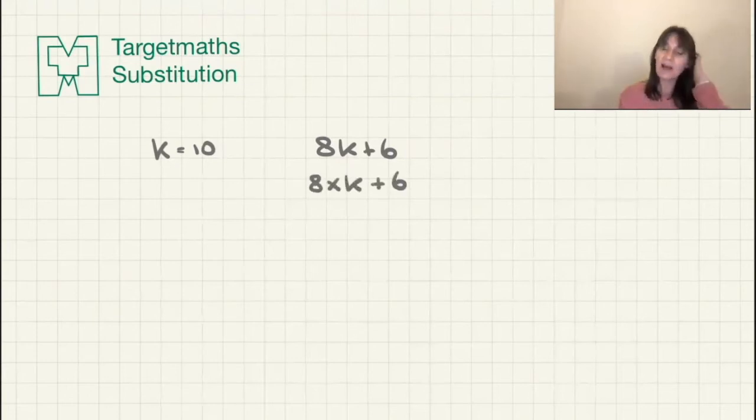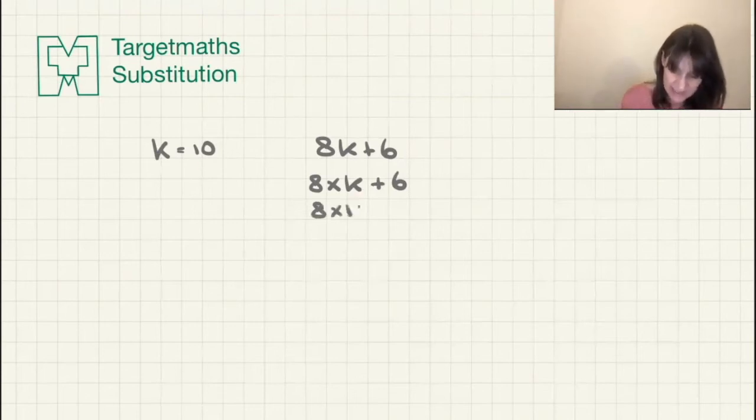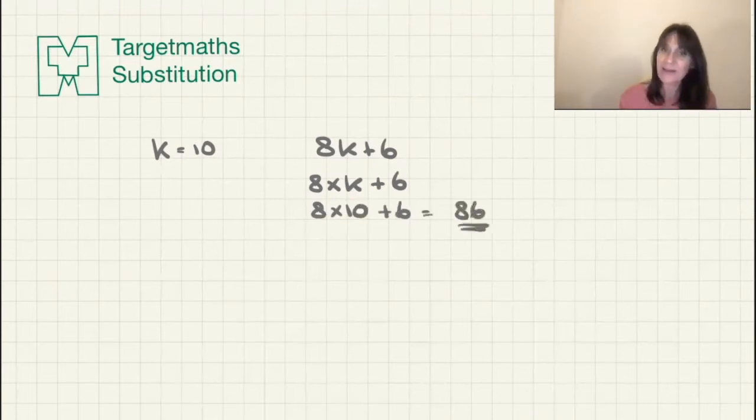And I can't encourage that enough. Just show what you're looking at, first of all. What am I looking at? I'm looking at 8 times k plus 6. Then you are going to replace the k with the number you've been told it equals. So here I'm going to do 8 times 10, which is 80, plus 6, and I get an answer of 86. And that is substitution. You are substituting the k for the number you've been given.